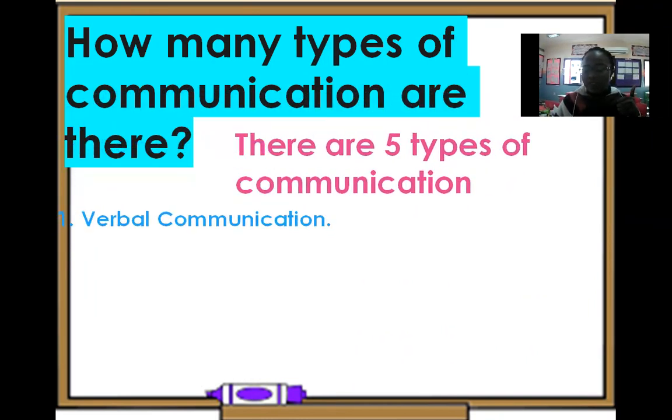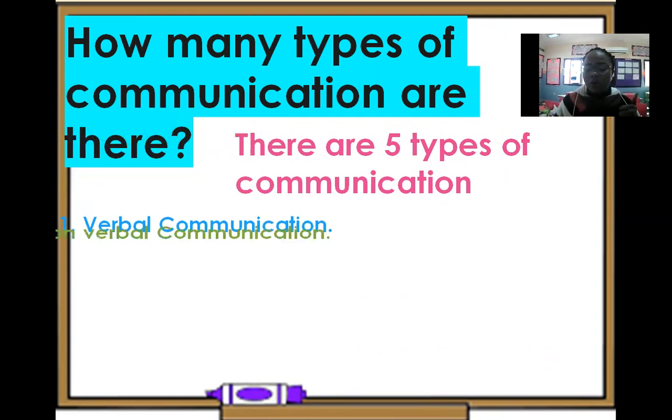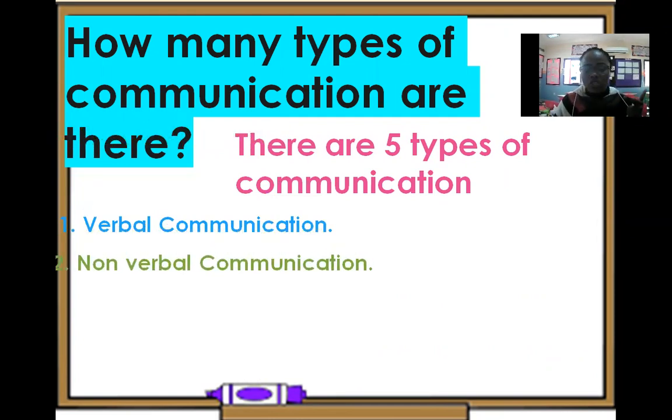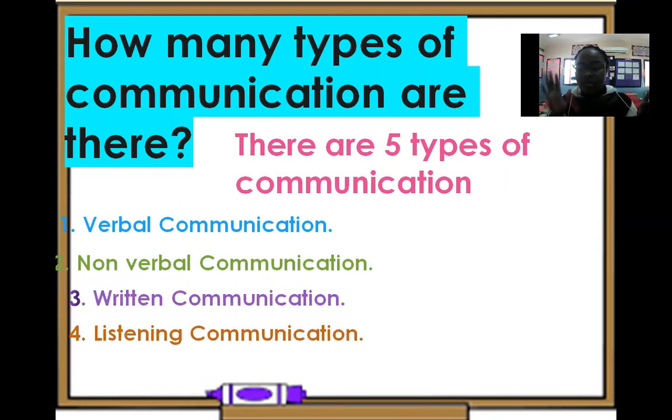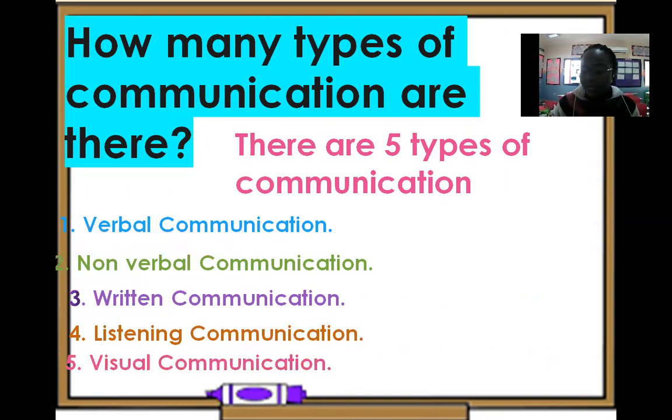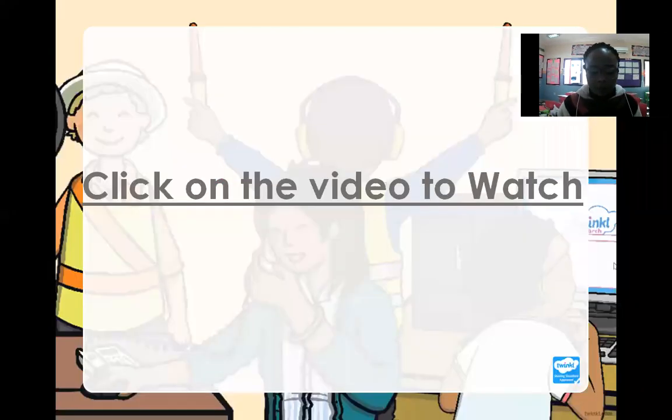The first one is what? Verbal communication. The second one is what? Non-verbal communication. The third one is what? Written communication. The fourth one is what? Listening communication. And the fifth one is visual communication. In our next class, we are going to go through all these five types of communication one by one. We'll talk about them and give the definition of verbal, non-verbal, written, listening, and visual communication.